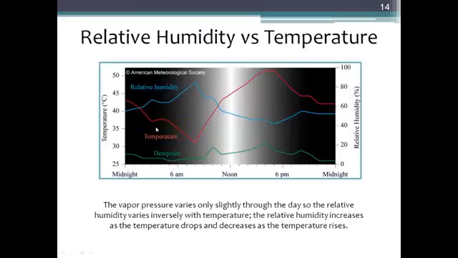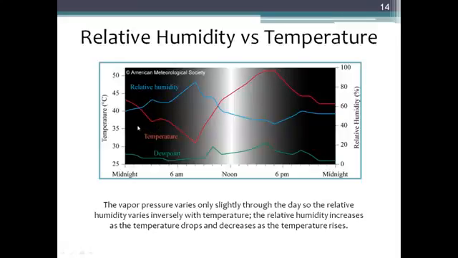So this graph shows temperature in red, and you can see the temperature scale over here on the y-axis on the left. This is time throughout a day. And then in blue we have relative humidity as a percentage. And this is the main relationship in this graph. So as temperature decreases, relative humidity increases. And then as temperature increases, relative humidity decreases. So temperature and relative humidity are inversely proportional.